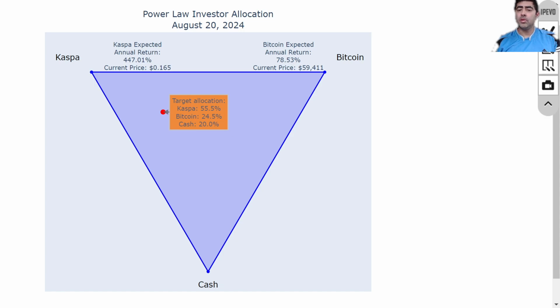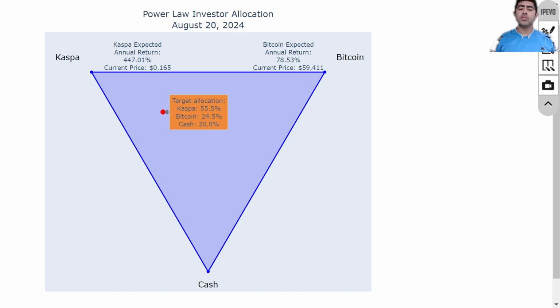So let me be clear that this is not financial advice. This is for informational purposes only. Please do your own due diligence and research. These are my thoughts on how I would be using the power laws to be making investment allocations going forward.